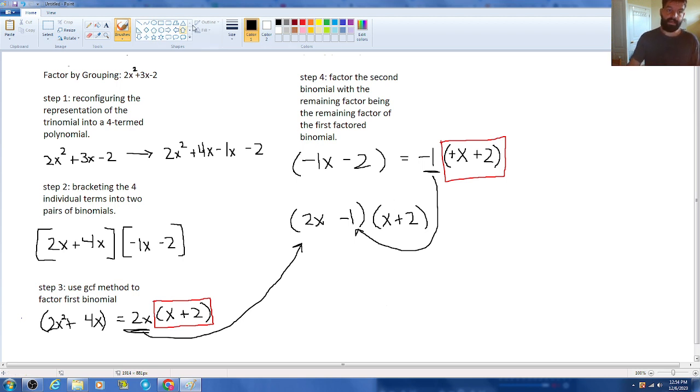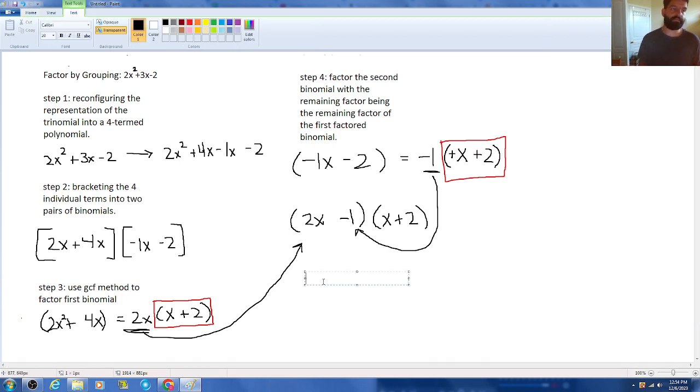Now, I always like to make it a habit to check your answers in any type of math problem that I possibly can. So step 5 is going to be to check your factoring. And you're going to do that by using the FOIL method. So let's go ahead and do that. If I FOIL out these two binomials, I should get my original 4-term polynomial that I started with after I re-represented the trinomial. So let's go ahead and do that.